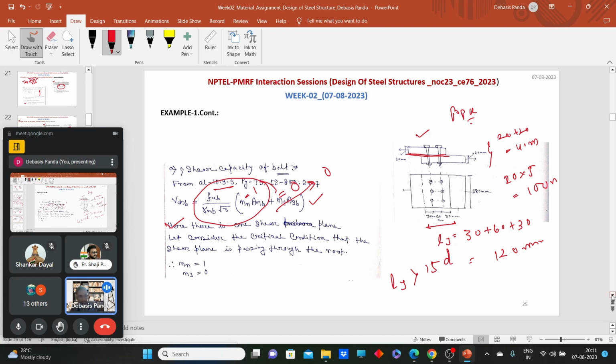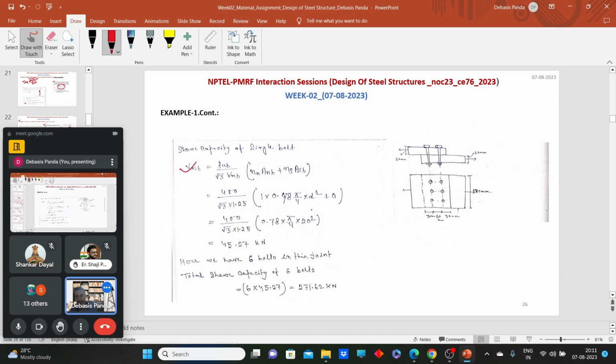So what will be the shear capacity of single bolt? We can easily calculate. 400 is my ultimate tensile strength of the bolt. Already we have written it down. NN1 ANB 0.78 pi by 4 into d square. So that comes as 45.27 kilonewton. So please go through the calculations. Maybe if there is any correction needed, let me know.